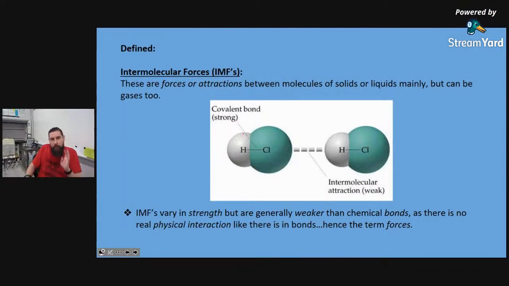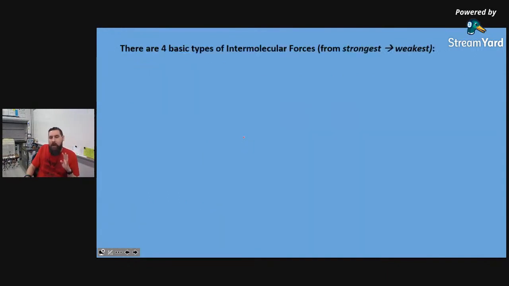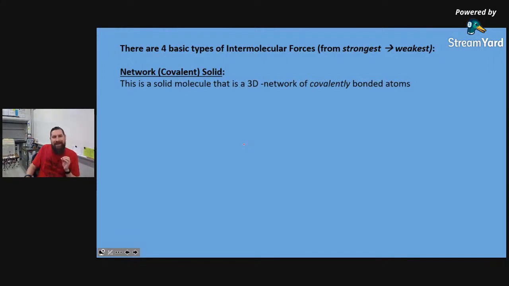When we're looking at IMFs, there are four basic types, and we're going to look at them going from strongest to weakest. In some places you'll see that they say there are five basic forces, but I'll explain why I'm going with four in just a moment. The first of these is what is referred to as a network solid, or what used to be called a network covalent solid. This is a solid that is a three-dimensional network of covalently bonded atoms.